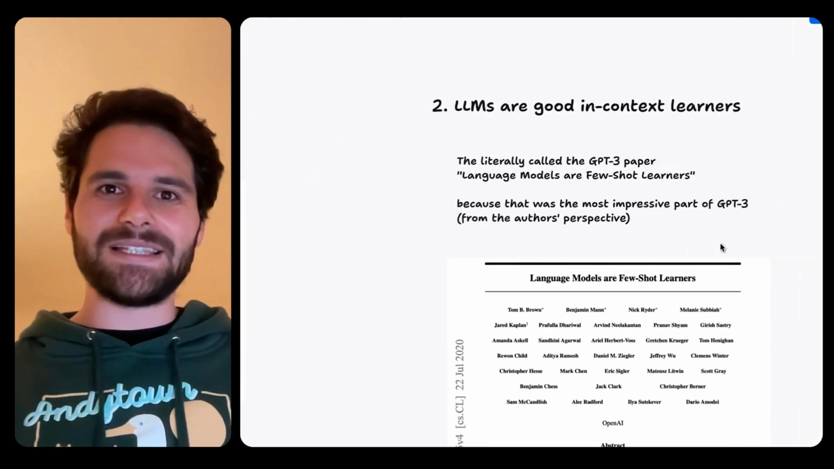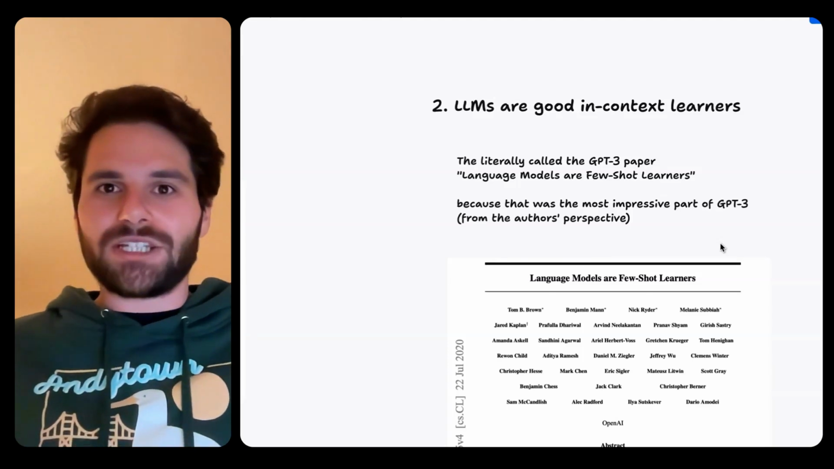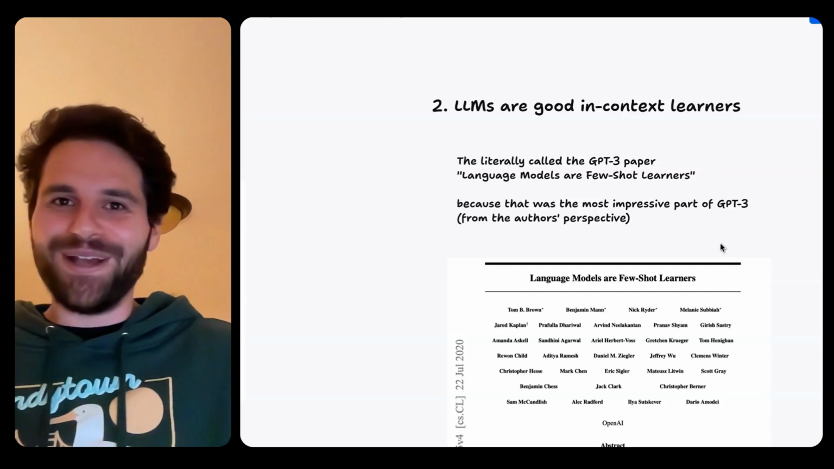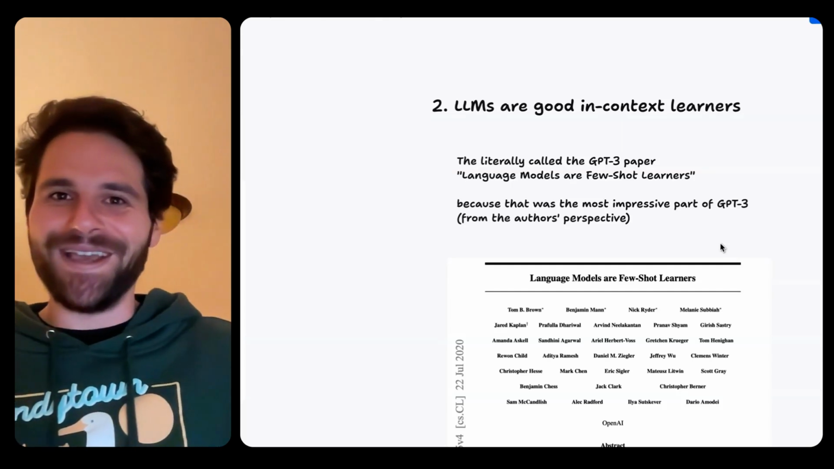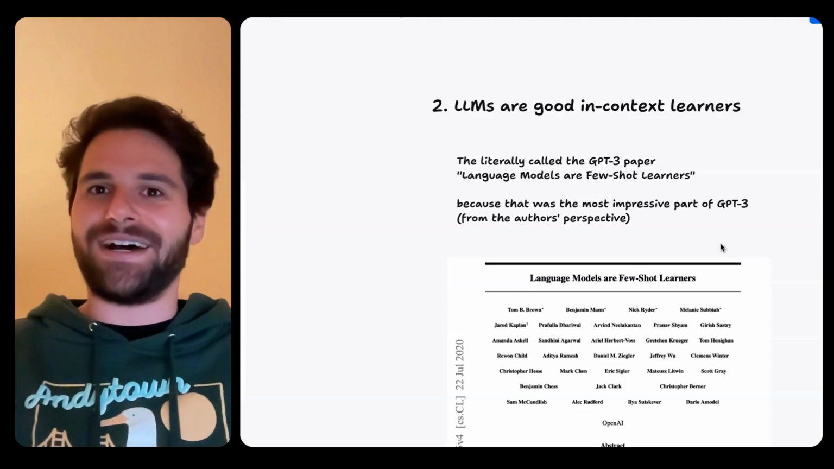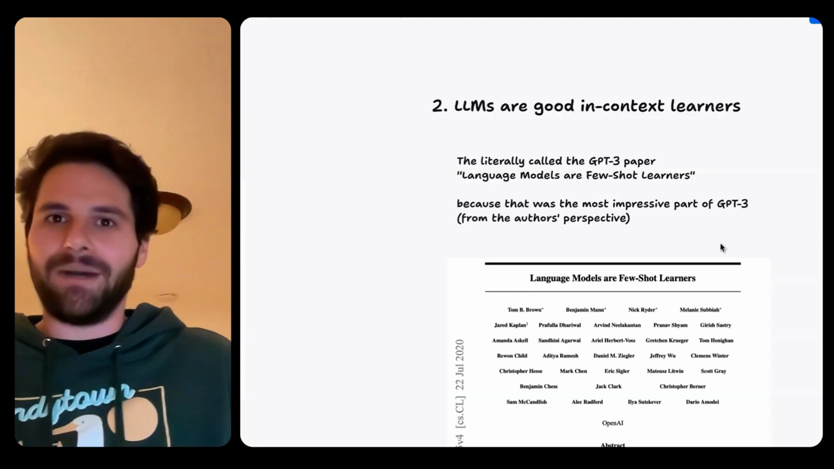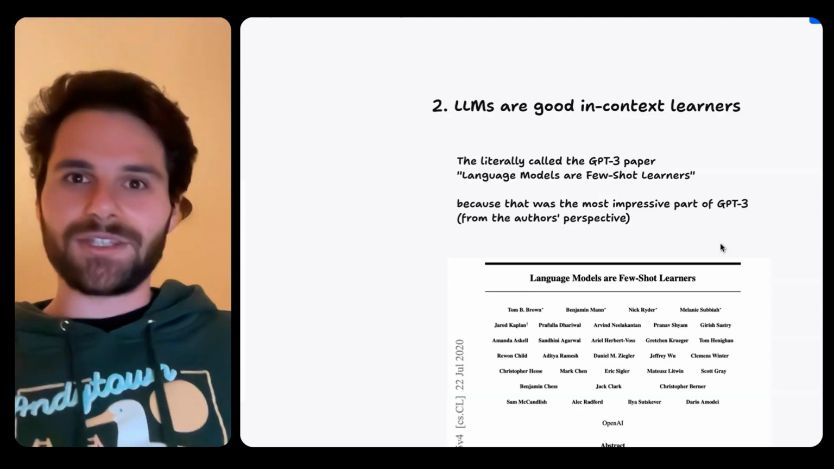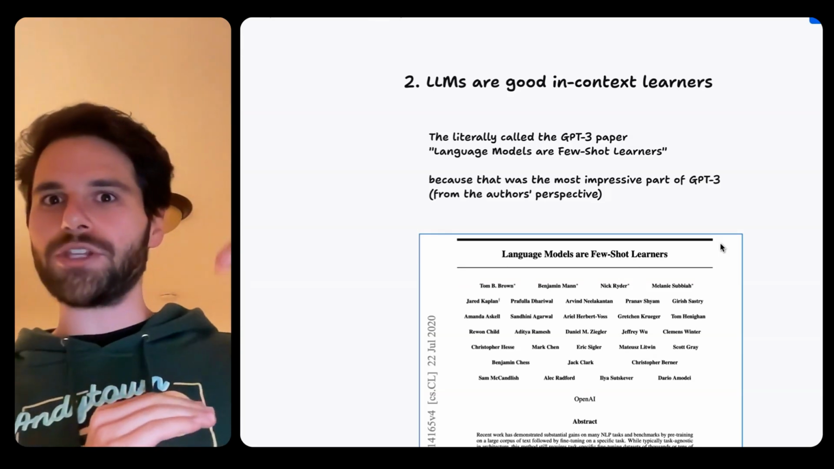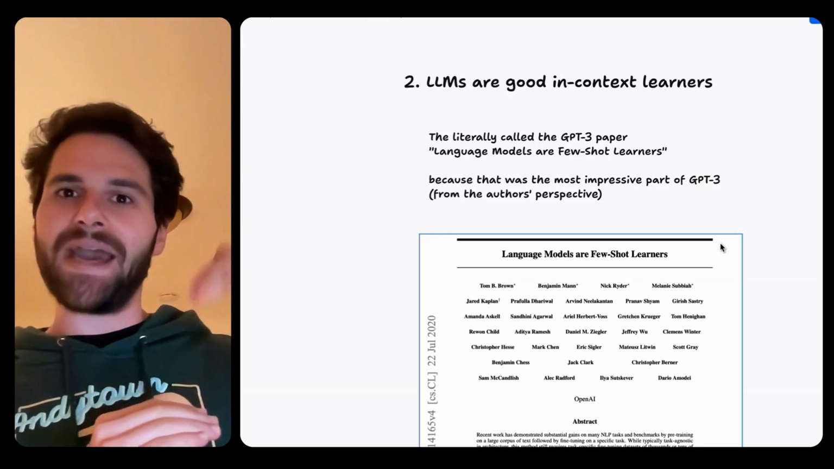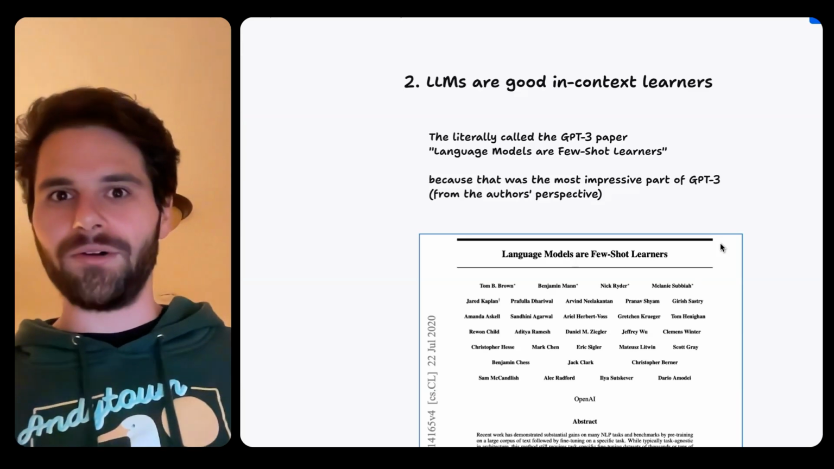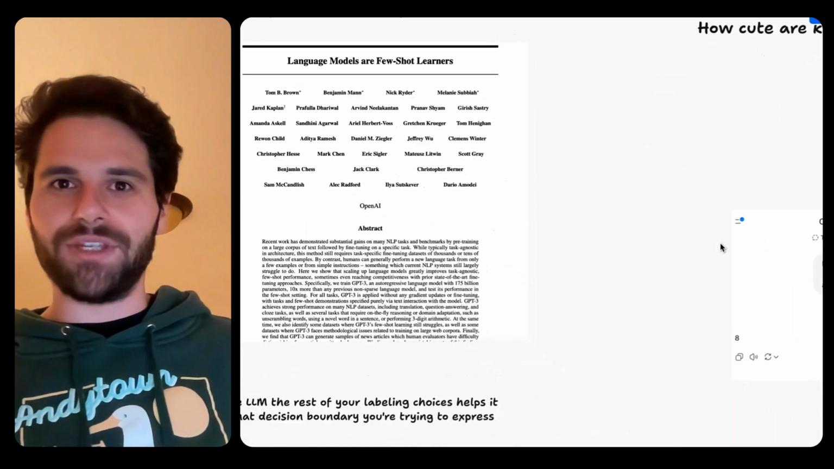And then the other one is LLMs are good in-context learners. They literally named the GPT-3 paper Language Models are Few-Shot Learners because that was the coolest aspect of GPT-3 at the time. It's a very well-known thing about language models. And when you show it your preferences via that context window of what you put labels for other things, it's better able to assign a label to the next thing you show it. So I made kind of a silly example to prove this point.